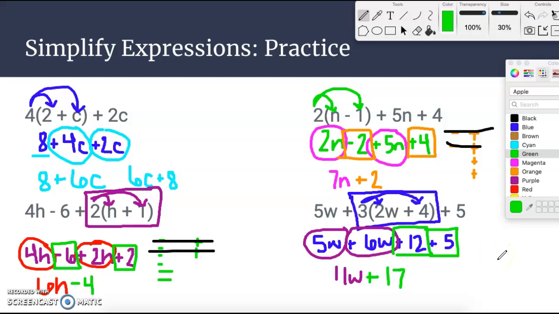All right, now we have one more thing to talk about in this lesson, but I'm going to record it in a separate video. So if you have any questions or if you want to see these talked through again, go back and rewatch this video and then go watch the next one that talks more about what it means to be equivalent. All right, talk to you soon.